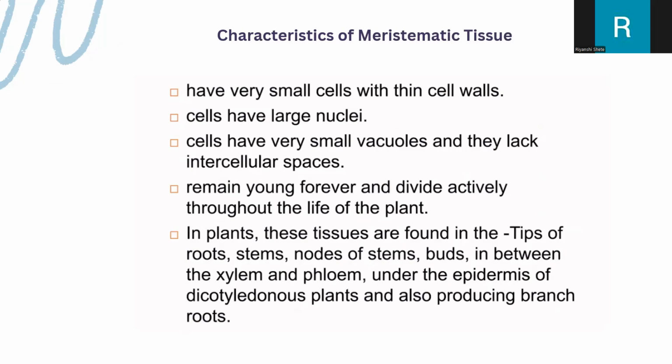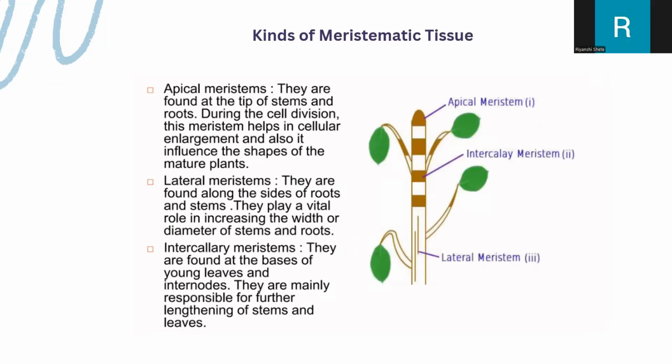In plants, these tissues are found in the tips of the roots and stems, nodes of the stems, buds, in between the xylem and phloem, under the epidermis of dicotyledonous plants, and also producing the branch roots. Now, the kinds of meristematic tissue, as we have seen, are apical meristem, intercalary meristem, and lateral meristem.